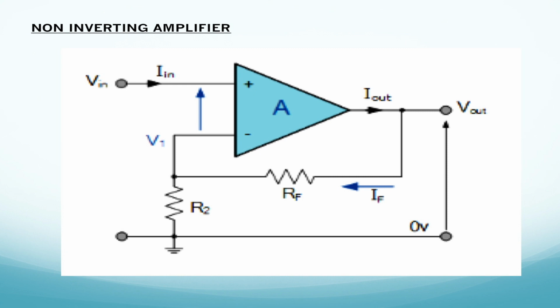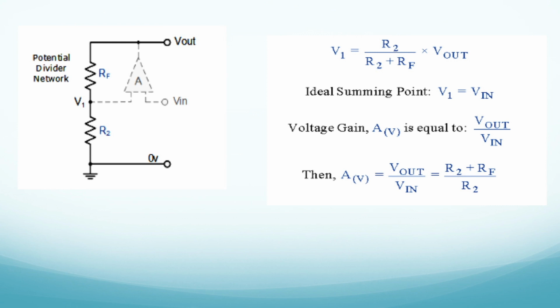If you go for the analysis, you can see a potential divider circuit in the circuit. So the next analysis is, since it is a potential divider circuit, you find the voltage at 1. The potential divider says that the total output voltage times the same arm resistance is divided by the summation of the two resistances. So now V1 is found to be R2 by R1 plus RF into Vout. Now you can see a summing point which is given as V1.